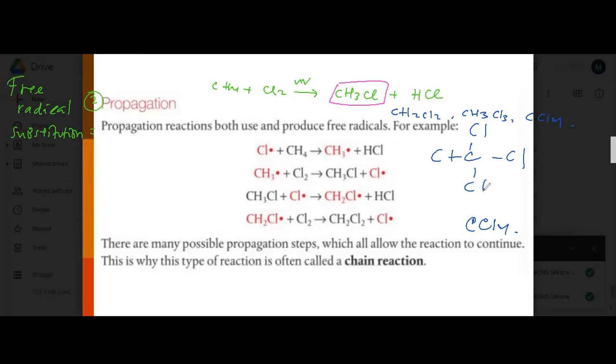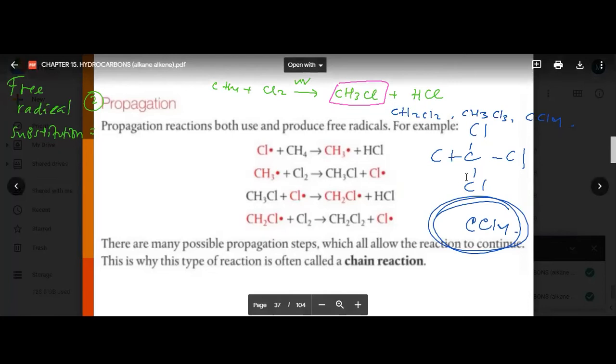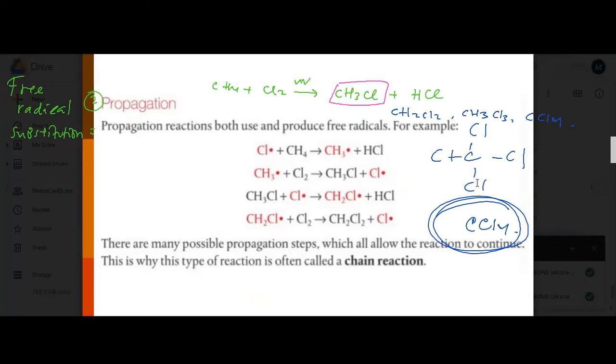Okay. But once again, this can occur if Cl2 is very much in excess and there is high intensity of UV light, then CCl4 will be formed. Since once again this is like a cycle, the reaction will occur again and again and again.